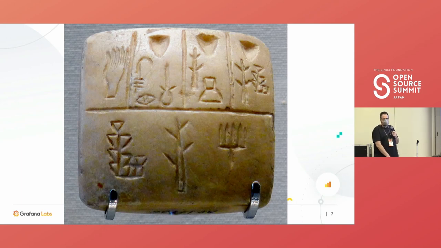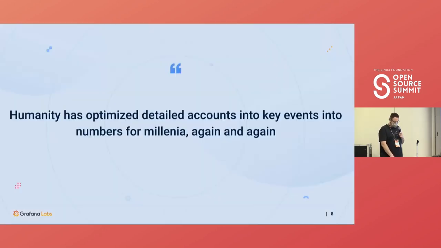All of those things have one thing in common. Humanity, at its core, took anything which was of interest, commercial or societal or whatever, wrote this down in a detailed account over time, figured out that this wasn't efficient enough, distilled this into logs or into key events, and then when those became too much, started distilling those into numbers to do actual math with. You'll see why this is relevant in a bit.